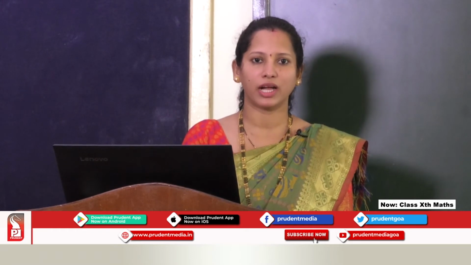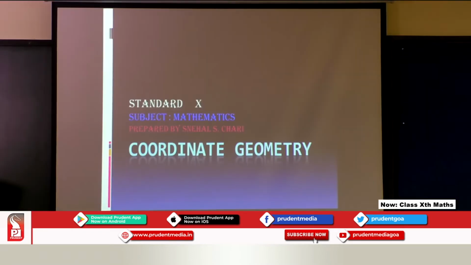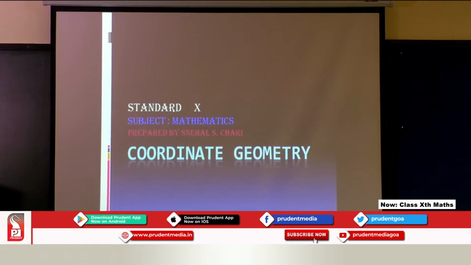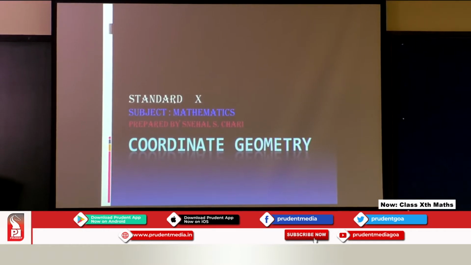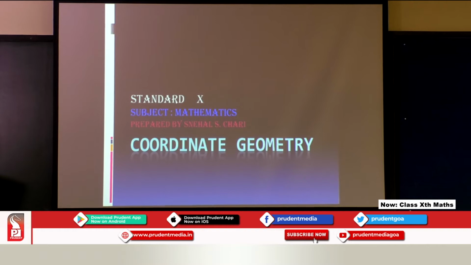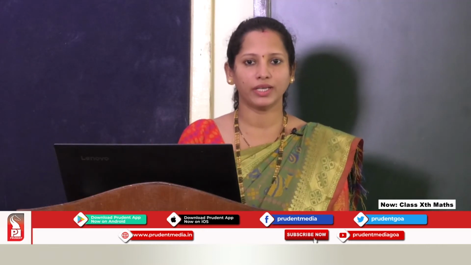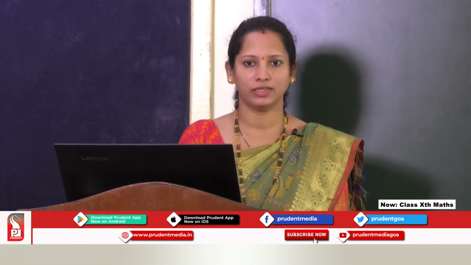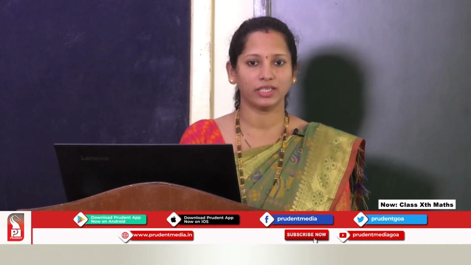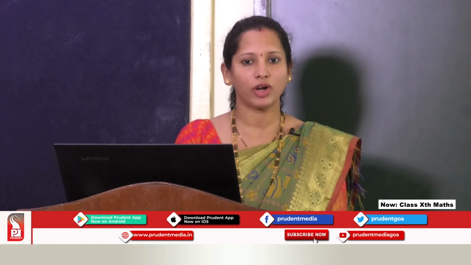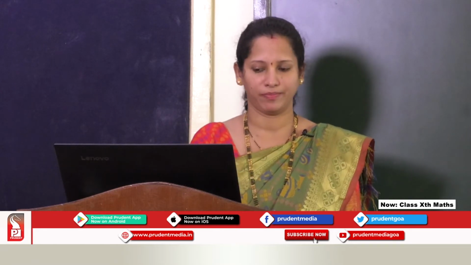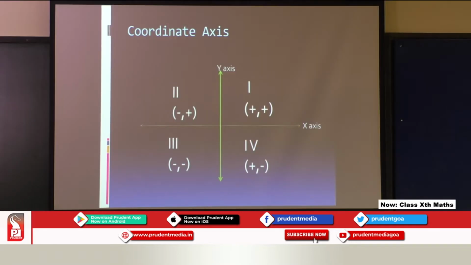Geometry is one of the branches of mathematics. The basics of geometry start with a point. A point denotes the location. In 9th class, you have studied how to locate a point on a plane, and for that we require the coordinate axes. Now what are these coordinate axes? Let us see. So these are the coordinate axes.